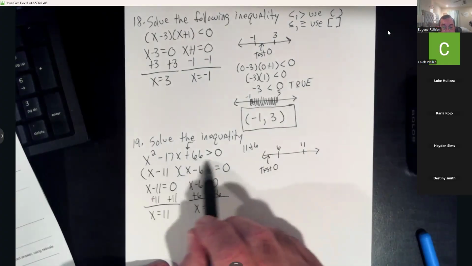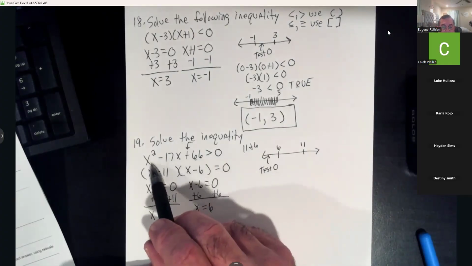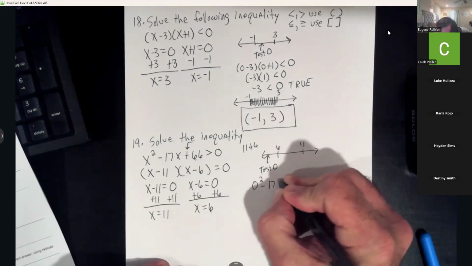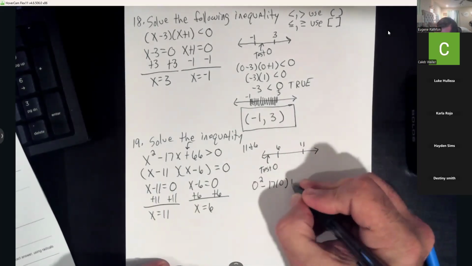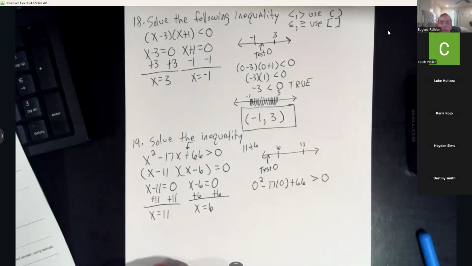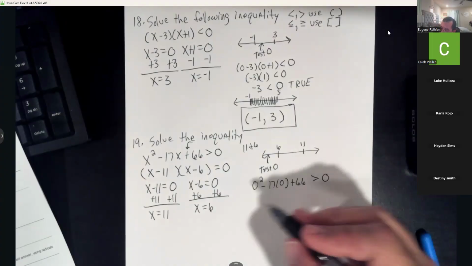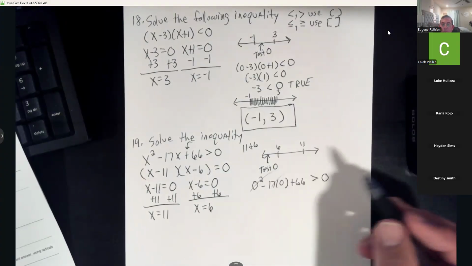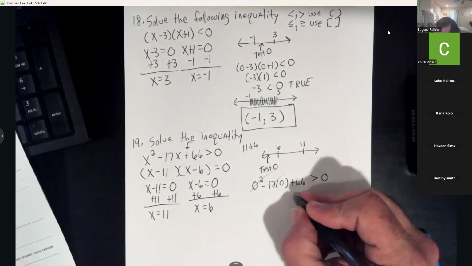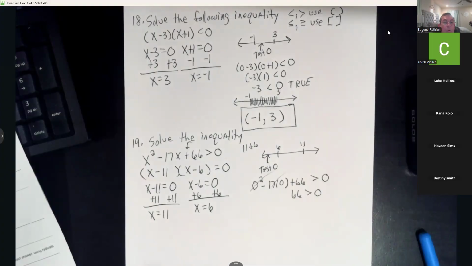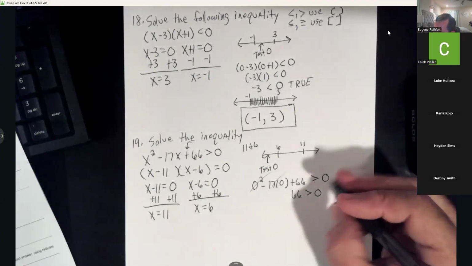So I'm going to use this right here. That's going to give me 0 squared minus 17 times 0 plus 66 has to be greater than 0. Y'all check this out. That's gone. 17 times 0 is gone. So all I've got left is 66 greater than 0, which is true.